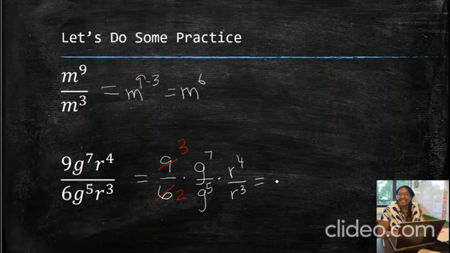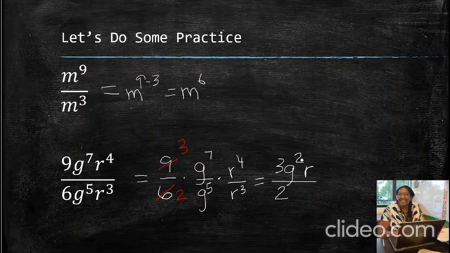So now in our answer, we have 3 over 2. For our g to the 7th over g to the 5th, that's g to the 7 minus 5, which gives us g squared. 7 minus 5 is 2. And r to the 4th over r to the 3rd leaves us with only one r. 4 minus 3 is 1.